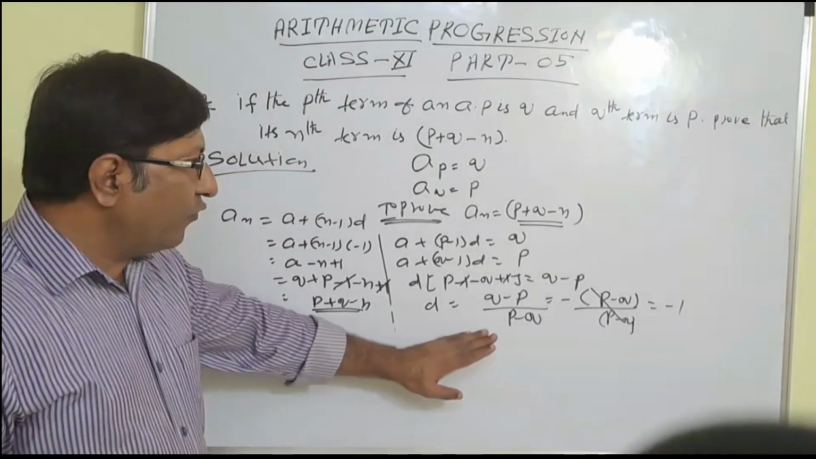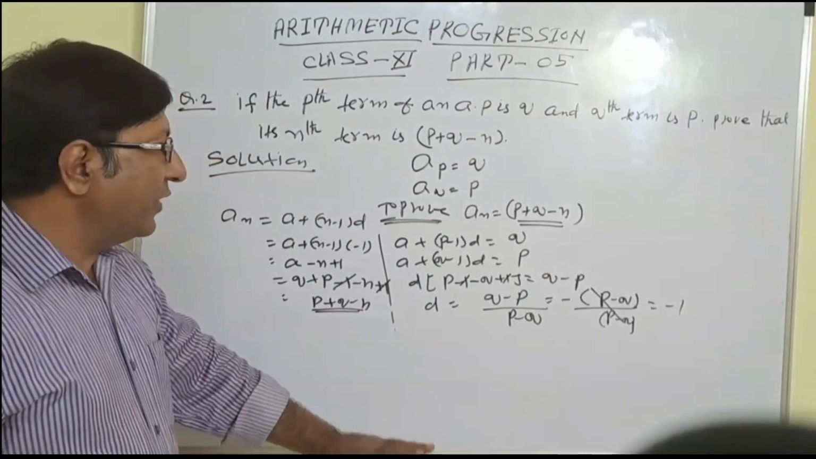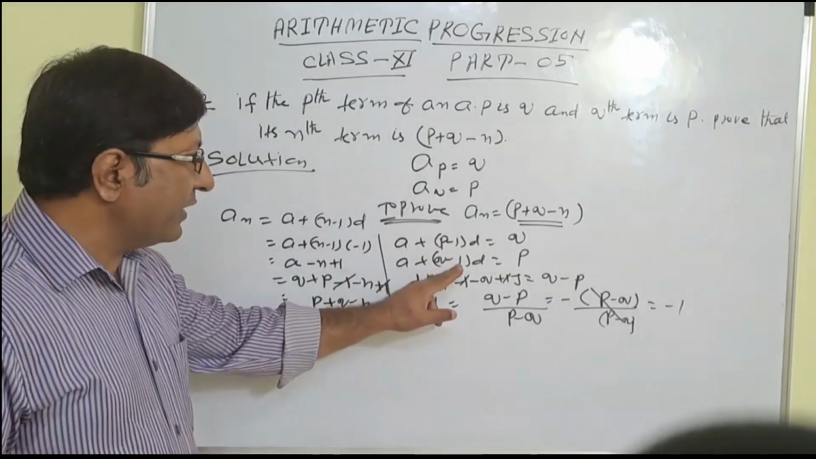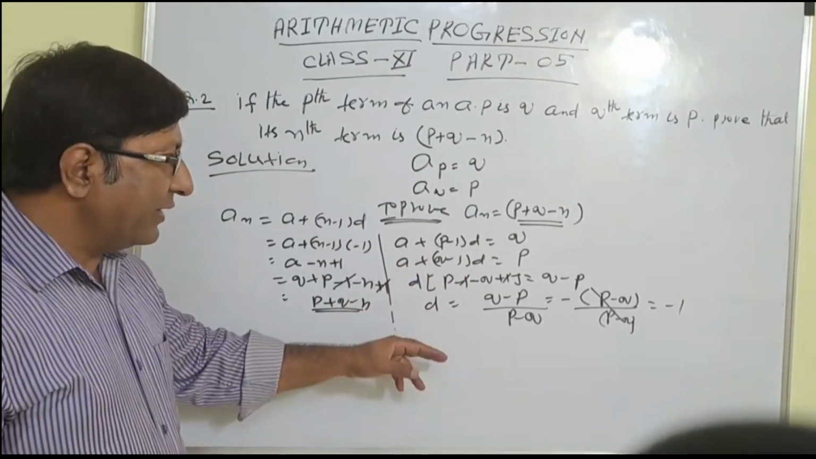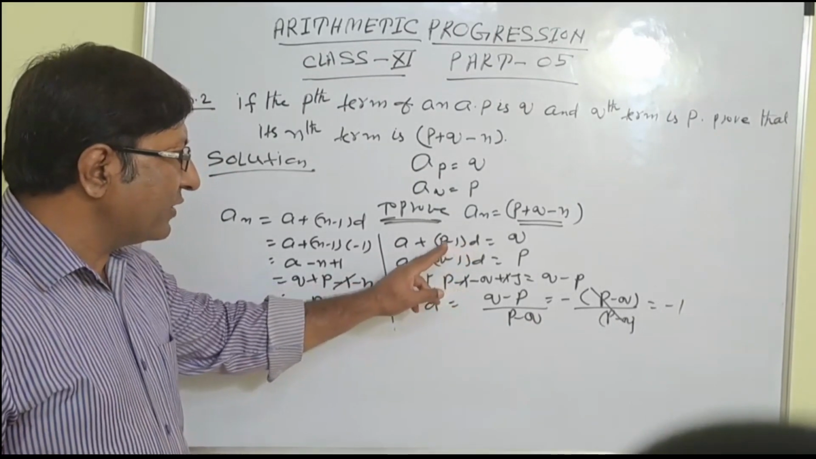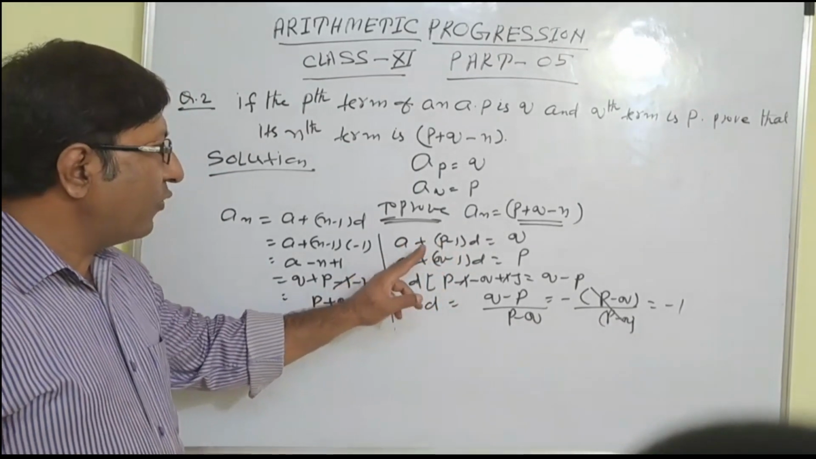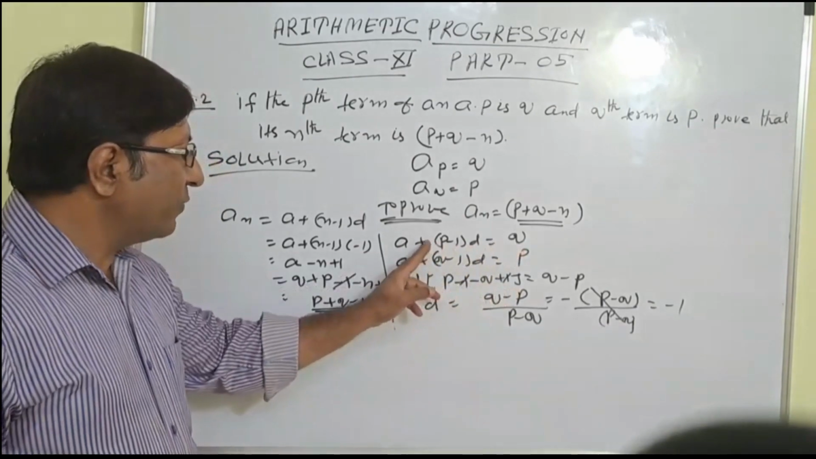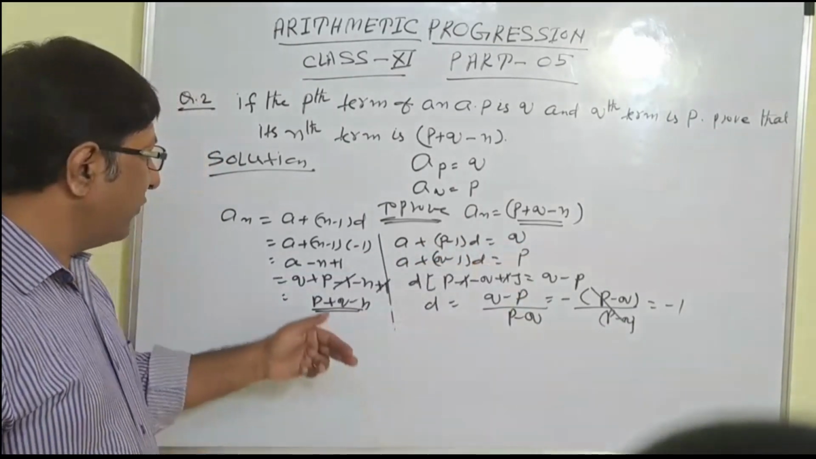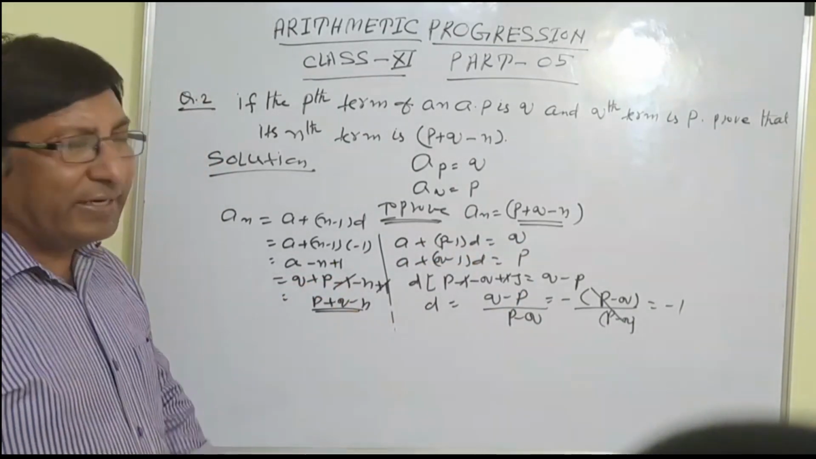So simply you find D and then put the value of D either in first or second and you get A. Find A. So if minus 1 is here, so this is minus P plus 1. Right? So A equal to what? Q plus P minus 1. So just put the value of this and you will get the correct answer.